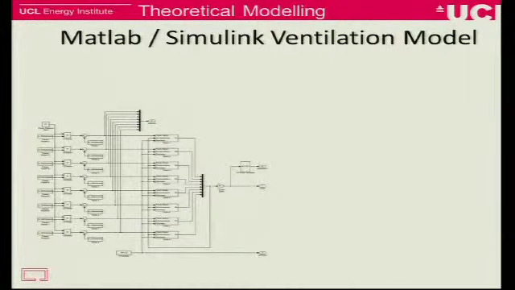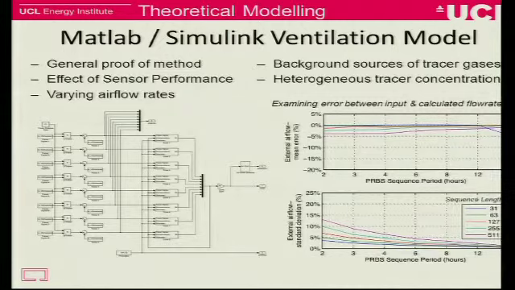So I started doing some modeling in Matlab Simulink, building a simple model of a multi-zone building. I've been using that to explore a general proof of the method, the effects of sensor performance that you might use to implement it in terms of its accuracy, its noise, the speed of response, things like that, and how the technique responds to varying airflow rates, background sources of tracer gases, and the bugbear of all tracer gas techniques, that things are never homogeneous inside the building. What effect does that have? So the results have been encouraging, and I'm currently trying to write a paper to pull it all together, but it seems to work reasonably well as intended.